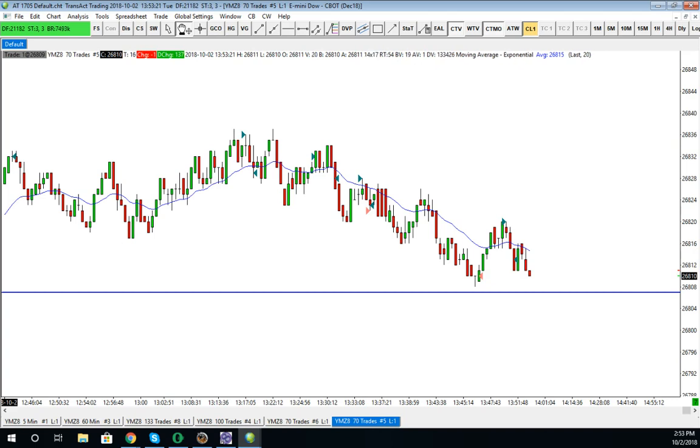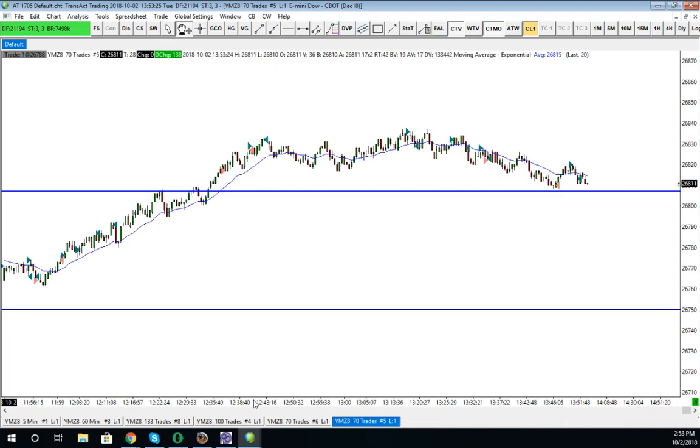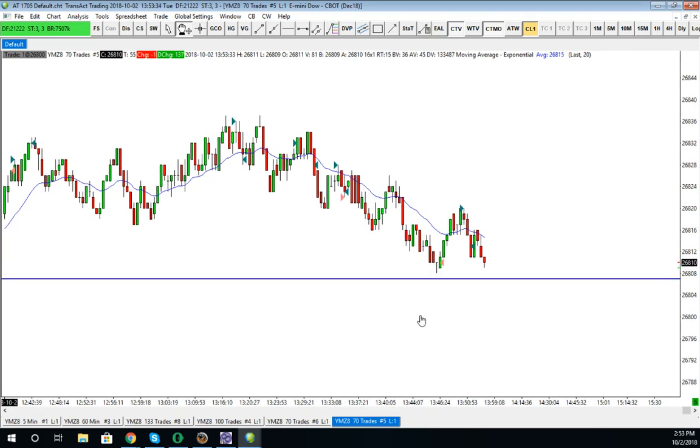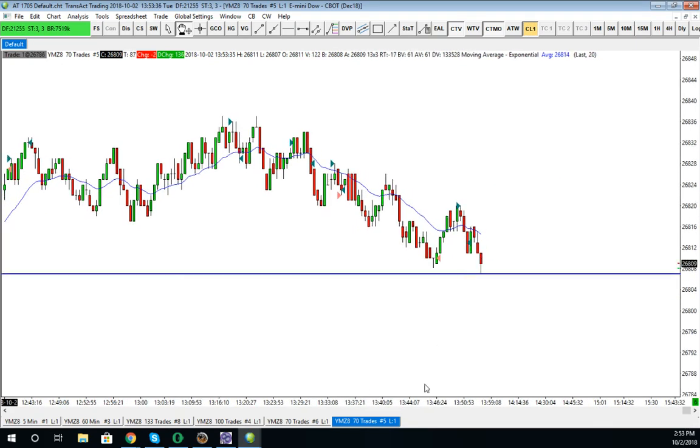Okay, maybe it doesn't want to go higher. But if we look where I originally had this line, it hasn't even touched it yet. So who knows? Quick rejection on it. Remember that was based off a 15-minute chart, so who knows? Maybe it can run up for a little while.